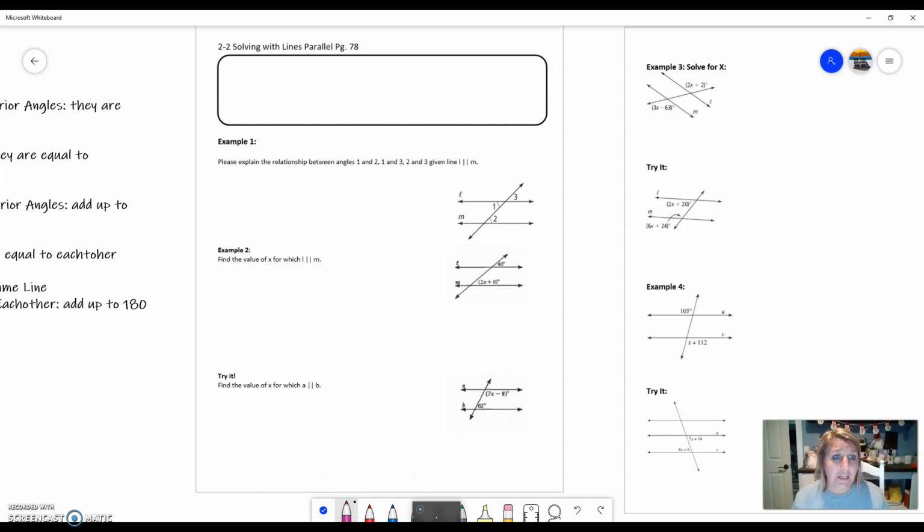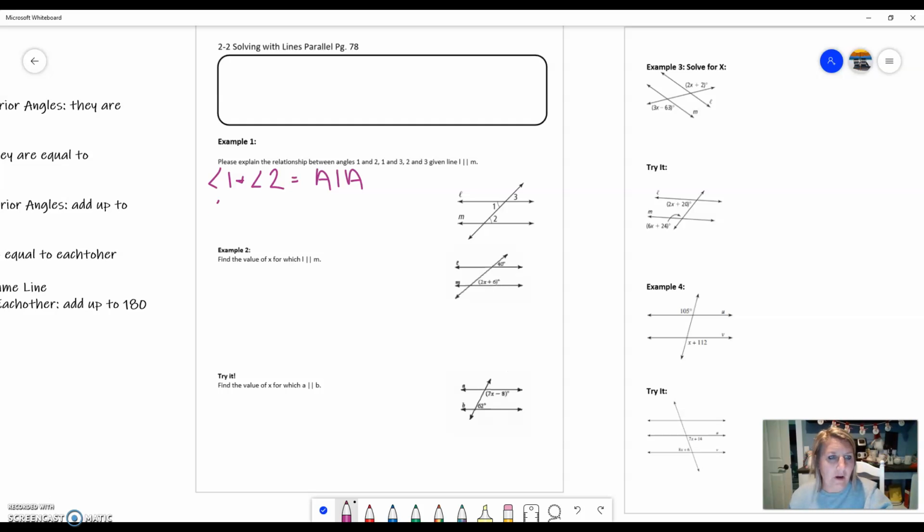For example 1, it says explain the relationships between angle 1 and angle 2. You have to ask yourself, what type of angle pair are 1 and 2? They're on different sides of the transversal. They're inside lines L and M. So they would be considered alternate interior angles. And we just said off to the left that alternate interior angles are equal to each other. Main thing you have to remember today.